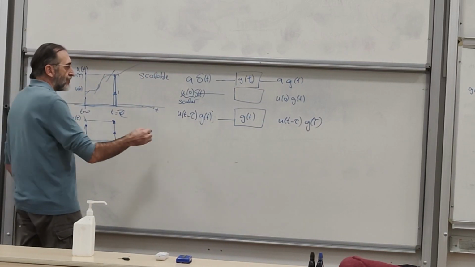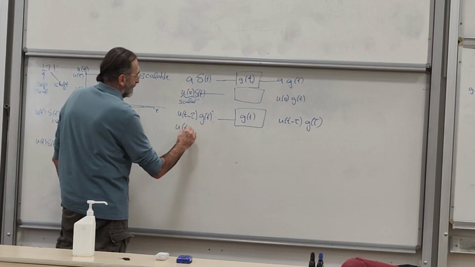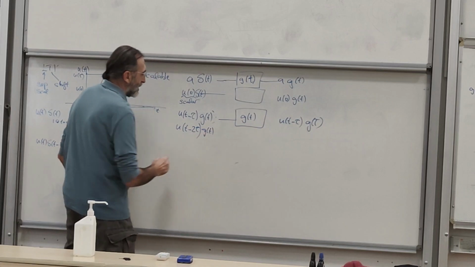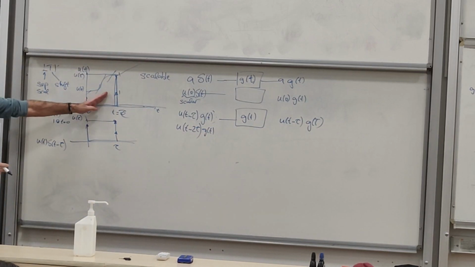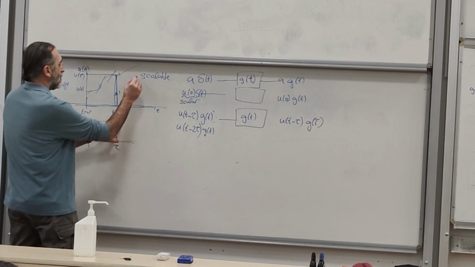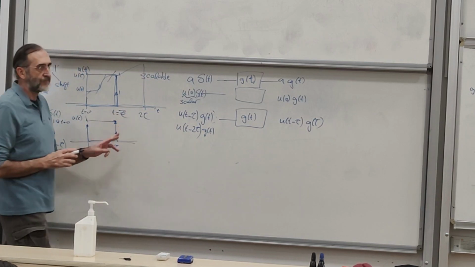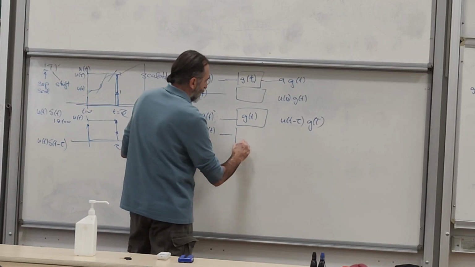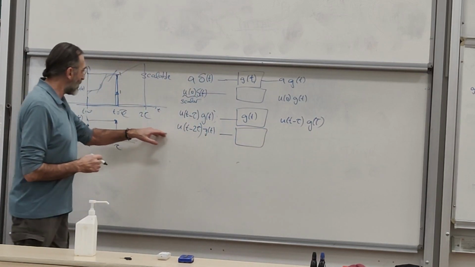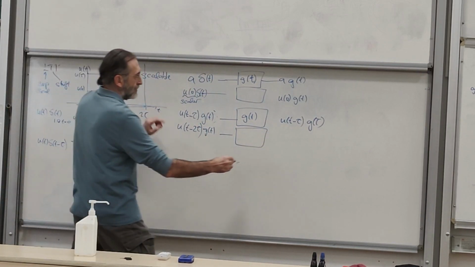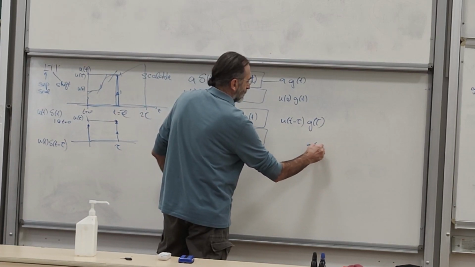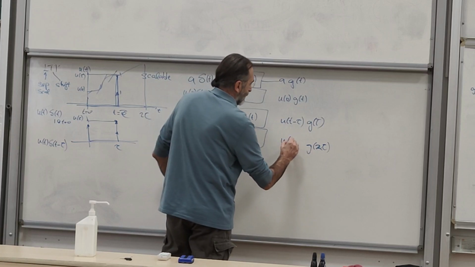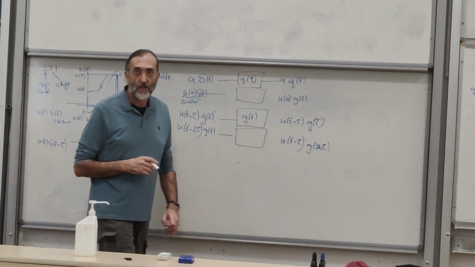Now I'm going to do U of T minus 2 tau, G of T. I'm going to shift my thing from tau to 2 tau. Now my output is going to be 0 and then 2 tau times U of T minus tau.